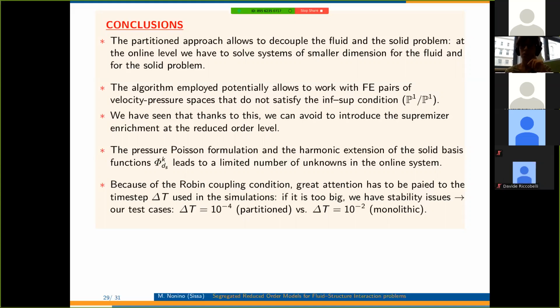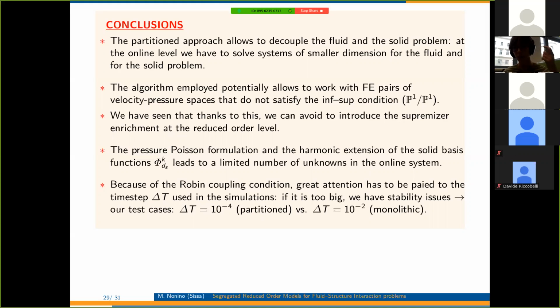And also the choice of using a pressure Poisson formulation and the choice of implementing a harmonic extension of the solid basis functions leads to a good control on the dimension of the system in the online phase.